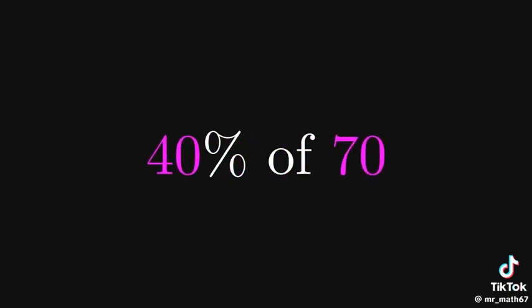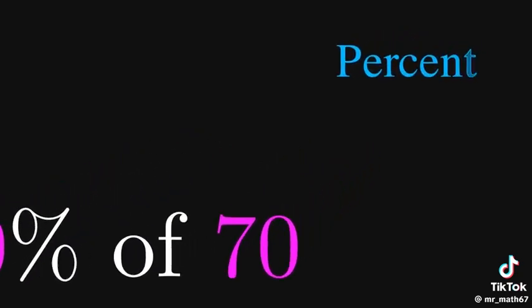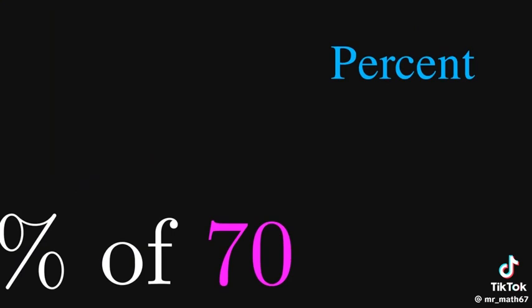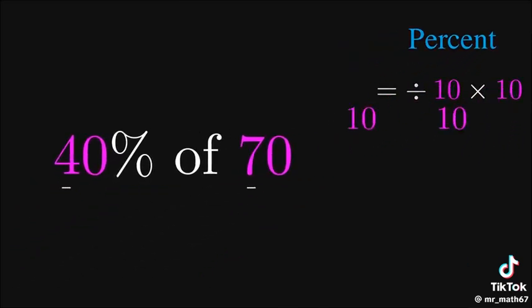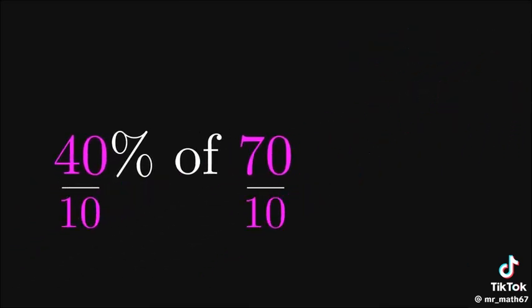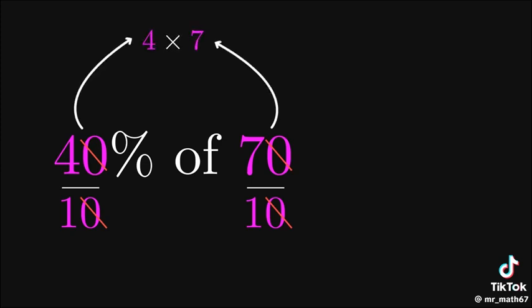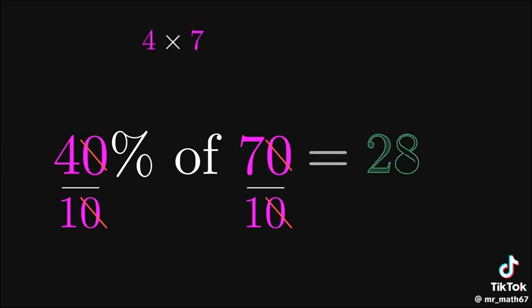So for this, I'd like you to pay attention here. The term percent is derived from the Latin phrase per centum, meaning 100 or by the 100. Or we can write it like divided by 10 times 10, meaning for 40% of 70, we can divide 40 by 10 and divide 70 by 10, zeros will cancel out. And we multiply the remaining 4 into 7 to get our answer, which is equals 28. I feel like this was easier than the first case.